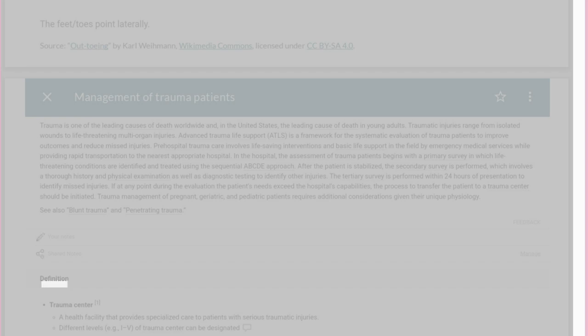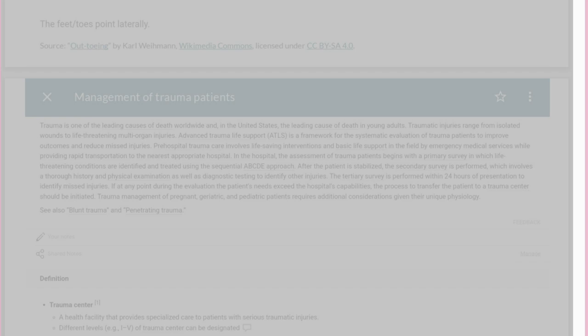Definition. Trauma center: a health facility that provides specialized care to patients with serious traumatic injuries. Different levels of trauma center can be designated. Trauma team: a multidisciplinary team that provides care to patients at trauma centers. It consists of specialists from trauma surgery, emergency medicine, intensive care, and nursing. Members typically include a team leader, airway manager, assessment physician, proceduralist, trauma nurse, trauma technician, respiratory therapist, radiographer, and scribe.